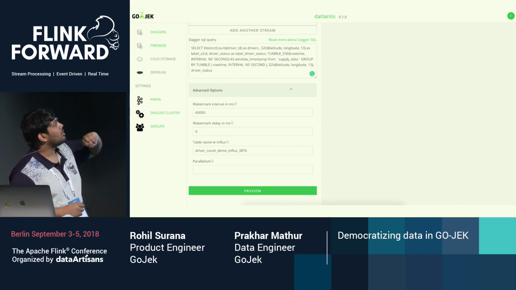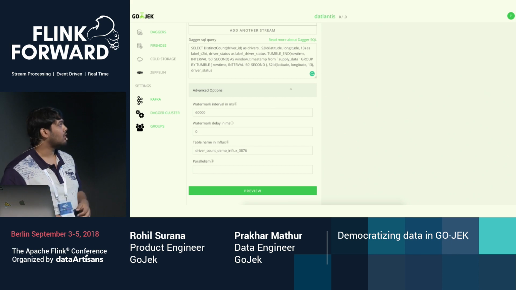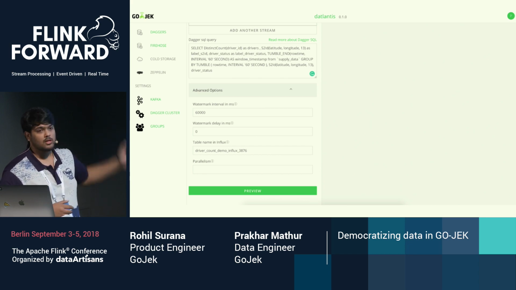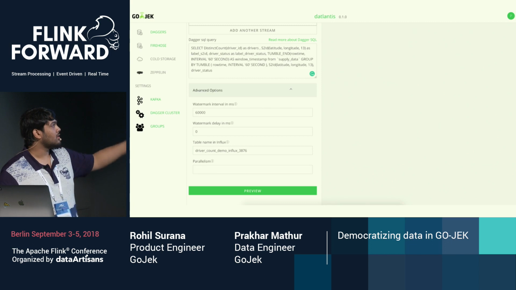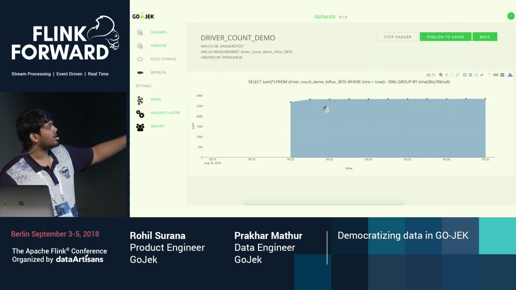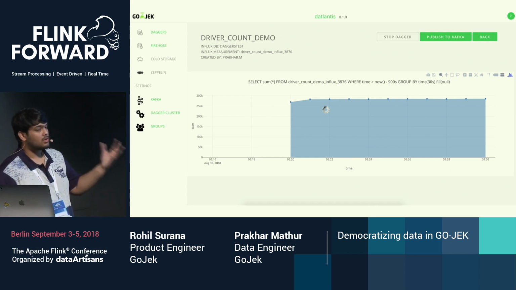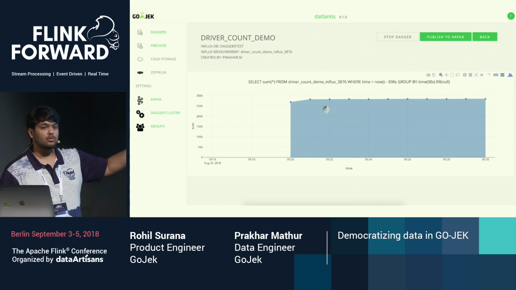And this distinct count is, as you can see, again a UDF, which will give you a distinct count of the values. And you can set the watermark interval, watermark delays and parallelisms in advanced options. So after preview, it will just deploy a Flink job. And from here itself, you can visualize the data coming in. This is basically put into an Influx.